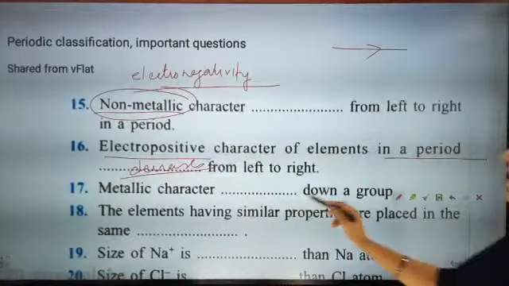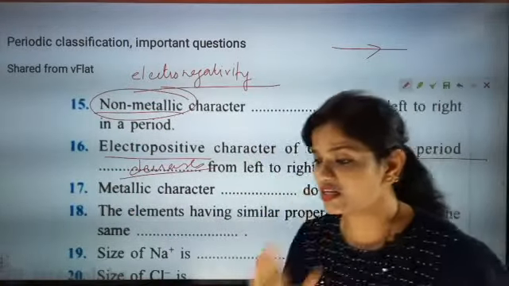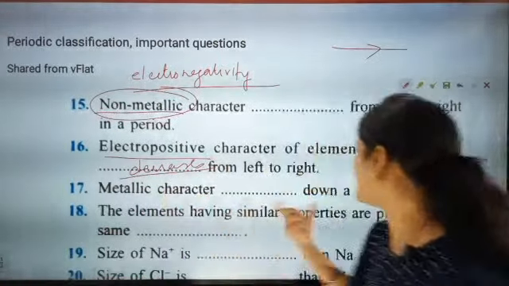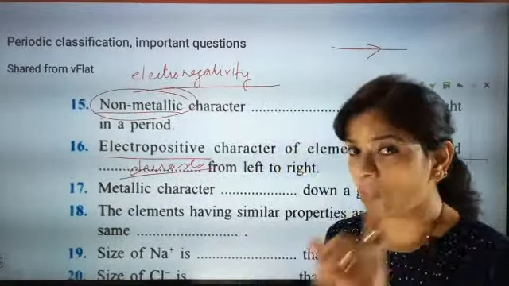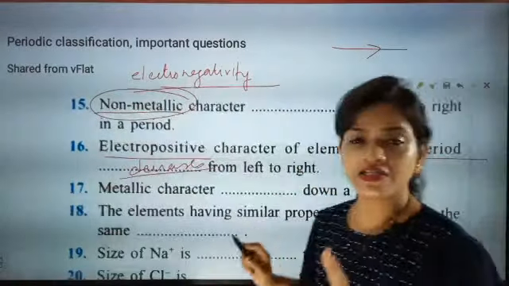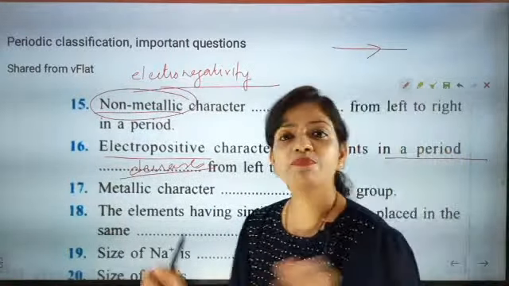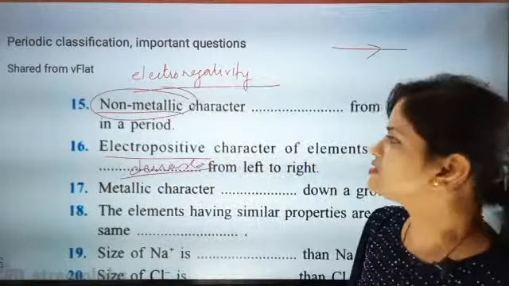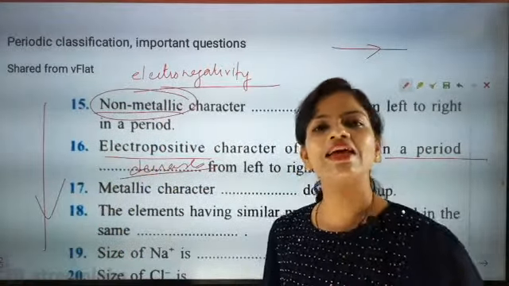Okay. Metallic character dash down a group. Come on, quickly answer the question. I discussed this point very nicely about metals and their metallic character. I told a very important point at that time in the PDF. In the class, if you see the video, you will come to know that I discussed two important factors: screening effect or shielding effect and big size. Because of this, absolutely correct answer. On going from top to bottom in a periodic table, metallic character increases.